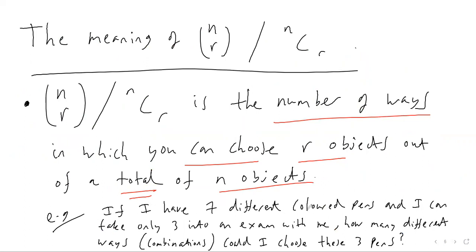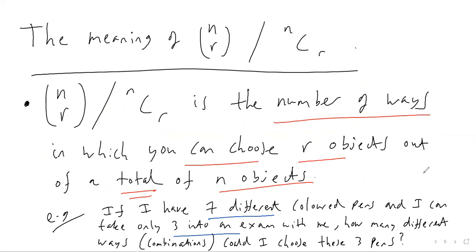So if I have 7 different colored pens, so it could be red, blue, green, yellow, pink, brown, orange. So we've got 7 different colored pens, and I can take only 3 of them into an exam. So we've got 7 in total, but I'm only allowed to take 3 into the exam with me. How many different ways, how many different combinations, could I choose these 3 pens?